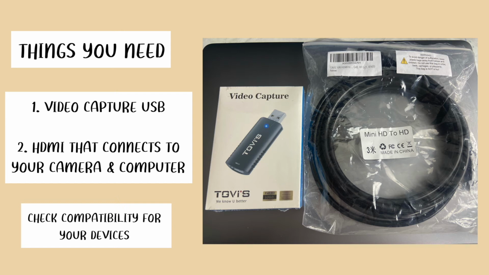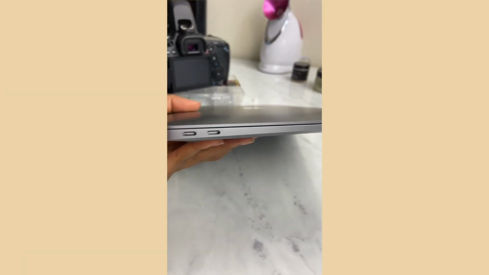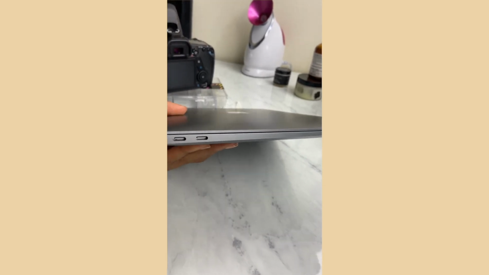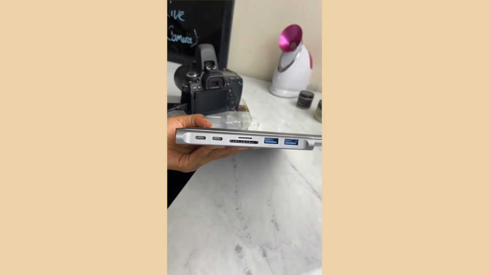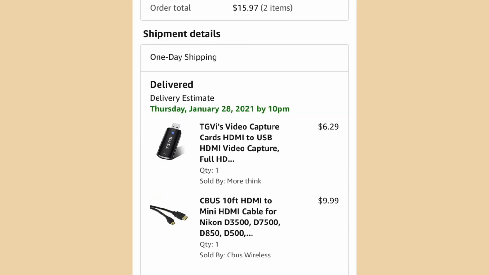So what you want to do is first check the compatibility of your computer as well as your camera. Some of you might need a micro HDMI. Some of you also might need a USB-C port rather than a regular USB for the video capture. I got my video capture device from Amazon as well as my HDMI. This is a very standard inexpensive video capture device.